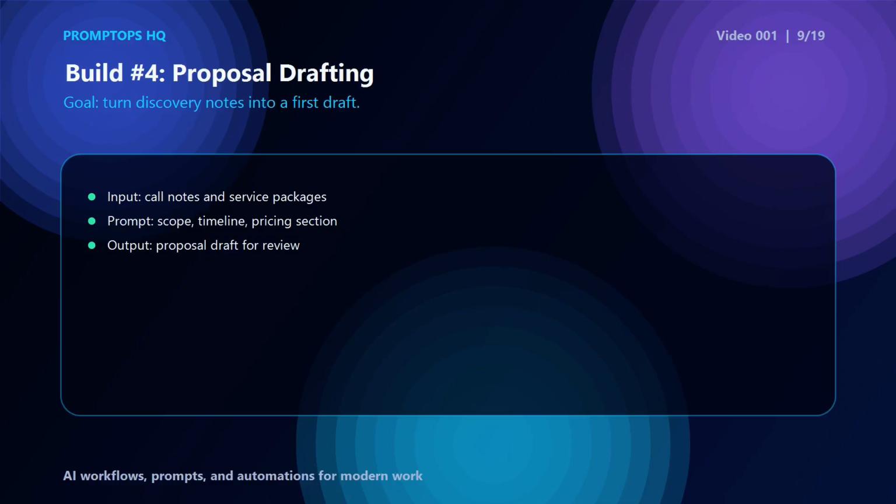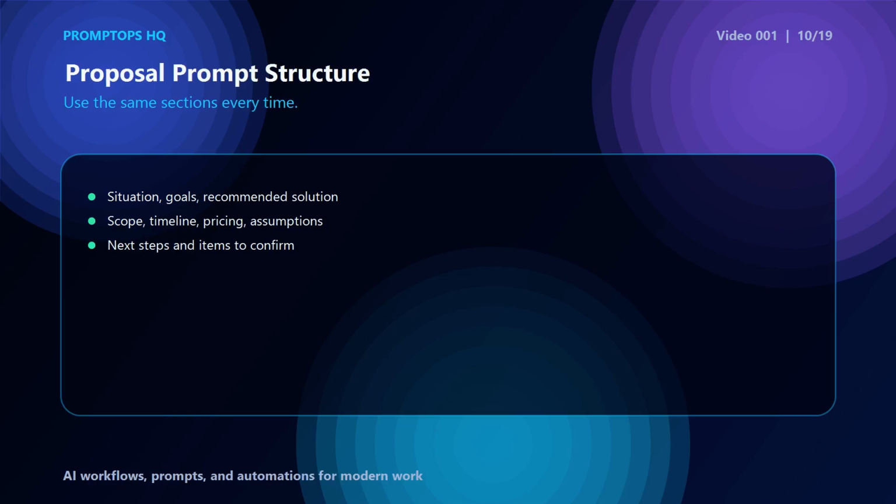Workflow 4 is proposal drafting. To build it, combine your discovery call notes with your standard service packages, pricing rules, assumptions, and proposal structure. Then ask AI to draft the proposal using those sections. The goal is not to send it untouched. The goal is to get a structured first draft quickly. A useful proposal prompt asks for situation, goals, recommended solution, scope of work, timeline, pricing section, assumptions, and next steps. Add one more instruction: flag anything that needs my confirmation. That turns the proposal into both a draft and a review checklist.